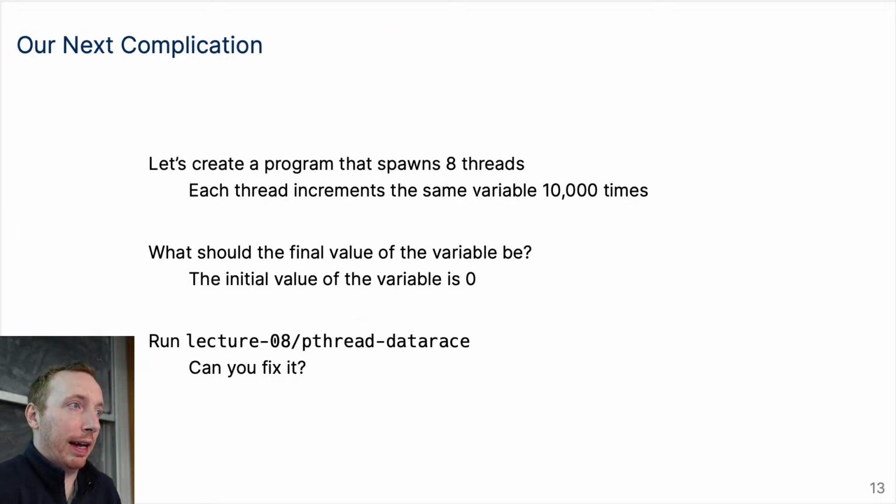Well then, I think that's pretty much it for threads, so we can talk about our fun synchronization issues. So here's our next complication that we kind of saw a bit before. We'll create a program that spawns 8 threads, and then each thread increments the same variable 10,000 times. So if I have 8 threads, each incrementing a variable 10,000 times, at the end I should get 80,000, right? That would make sense as the final value, especially if you initially set it to 0. So let's see that and see if we can fix it.